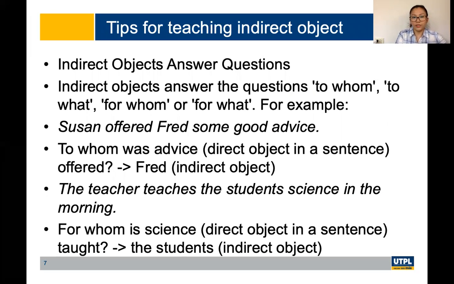A good tip for teaching this is that indirect objects answer questions. For example, indirect objects answer the questions to whom, to what, for whom, for what. For example, Susan offered Fred some good advice. To whom was the advice offered? Fred is the indirect object because the advice was offered to Fred. So it is important for us to communicate this to our students. The next one: the teacher teaches the students science in the morning. For whom is science taught? The students.